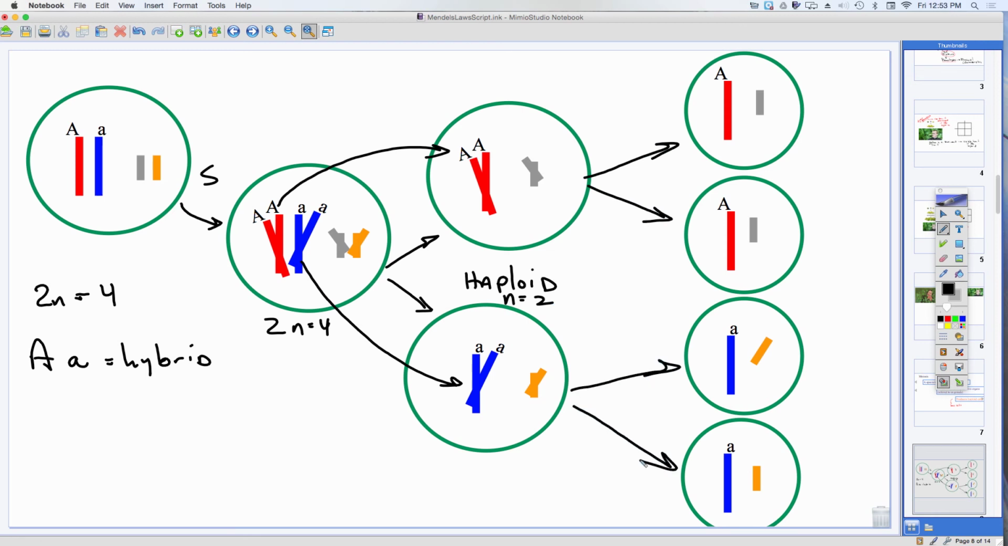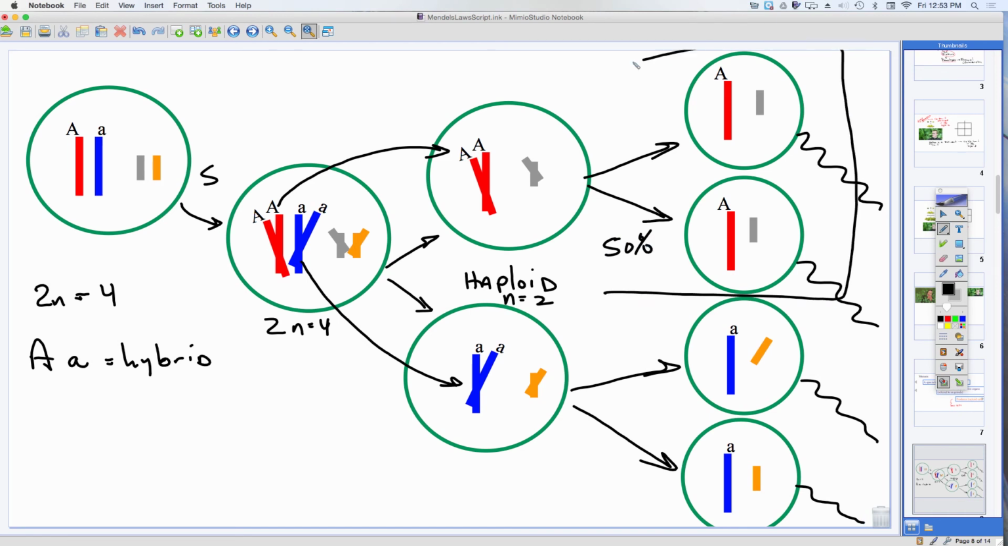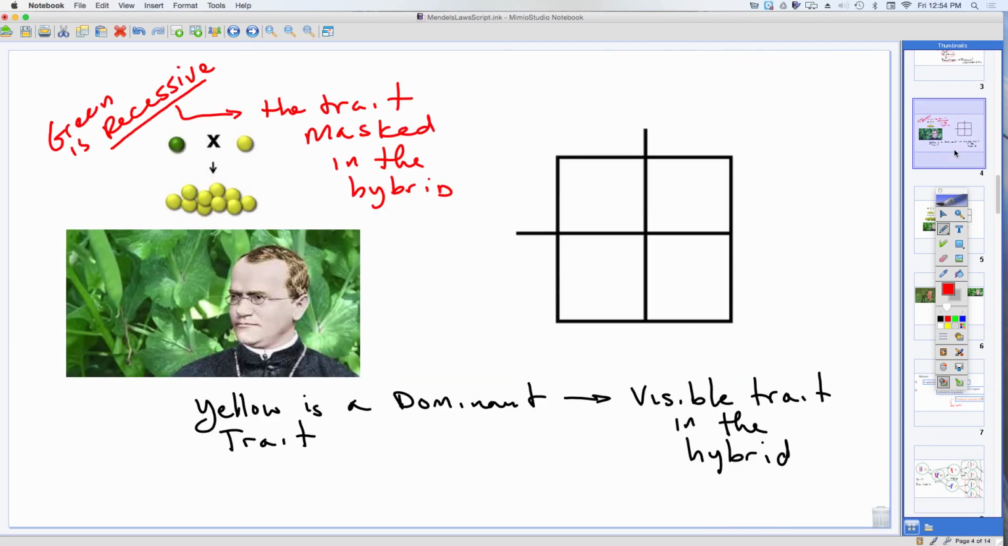So now n equals 2, and then we're going to go through meiosis 2, and in meiosis 2, I want you to notice that the chromatids separate. And these final 4 cells, well, these are going to be gametes, and so if this is a male, each one of these would be a sperm. And so I want you to note that 50% of the gametes have big A's, and 50% of the gametes have little a's.